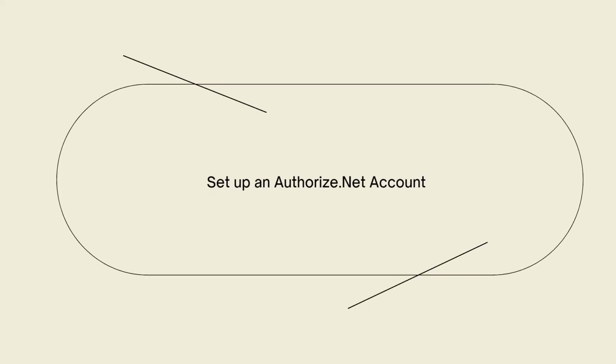So first of all, you need to set up an Authorize.net account. If you haven't already, sign up for an Authorize.net account at authorize.net, provide the necessary information, and complete the registration process to obtain your API credentials.